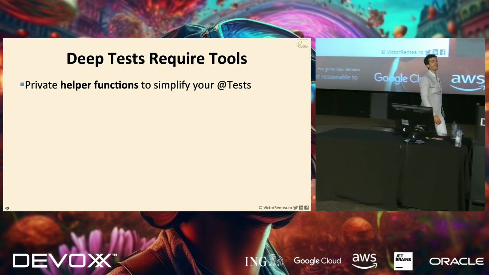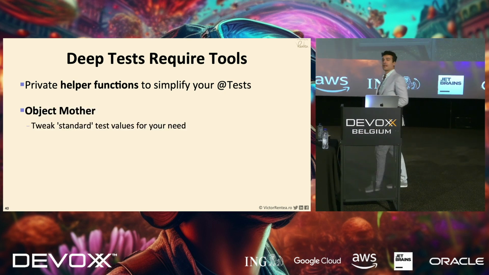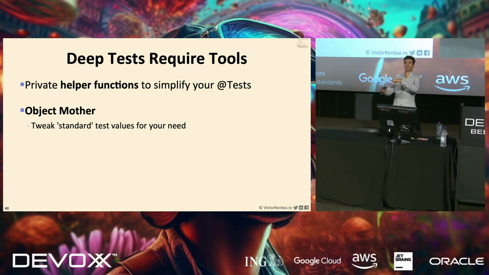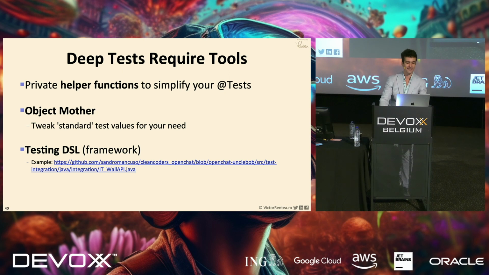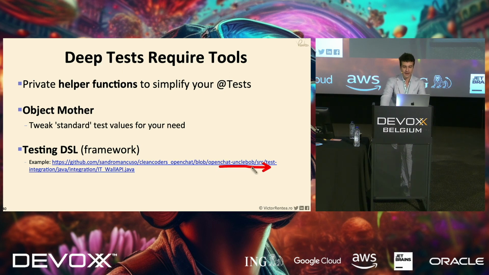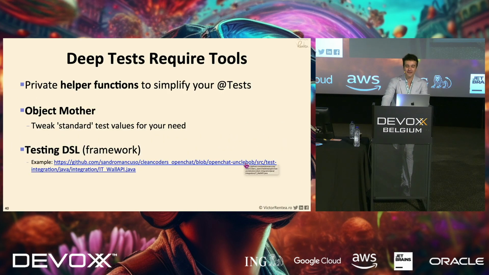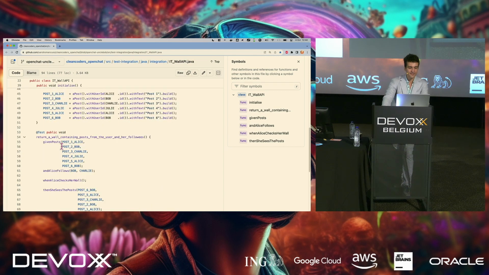So you will need tools. You will start building private functions. Create some object mother to give you standard versions of objects that you then tweak. And maybe you can go as far as writing your own DSL. And there is this guy, I'm not sure if you know this guy, who several years ago wrote a unit test, which is public. And his test looks like this.